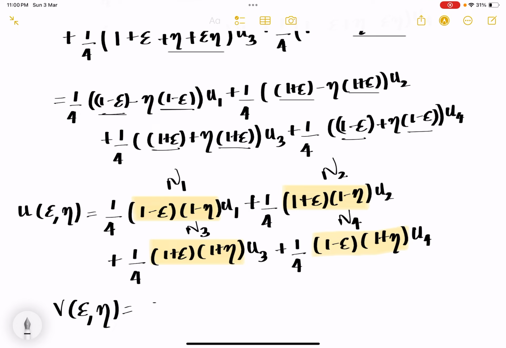You will end up with exactly the same equation, which is n1 v1 plus n2 v2 plus n3 v3 plus n4 v4. So this is how you derive the shape functions for a 4-noded isoparametric quadrilateral element. Now, there is another method by which you can actually derive the shape function, which is a shortcut method. Now, how do you derive the shortcut method? That is for the second part of this video.